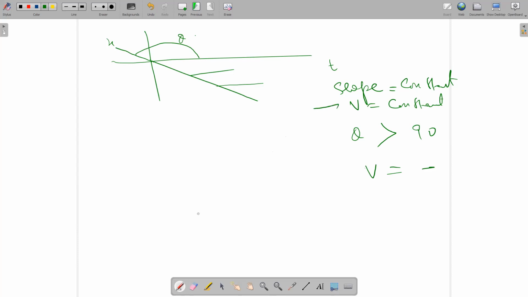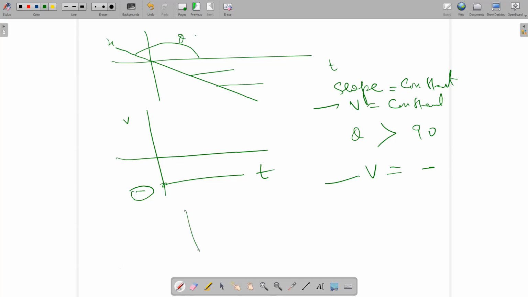One is V is constant and negative. So this is V and this is T. So V is negative, constant and negative, on this side. Okay.